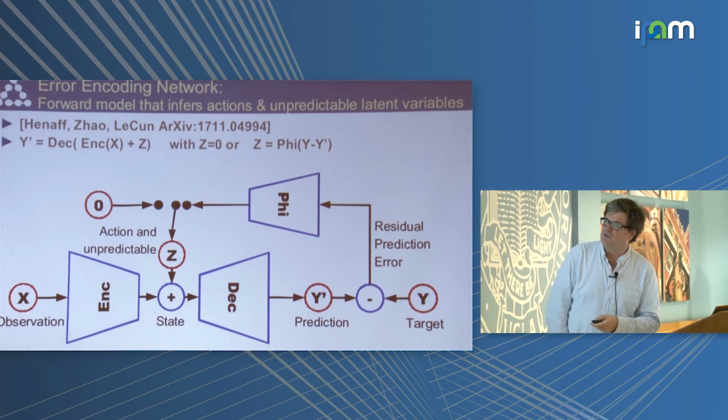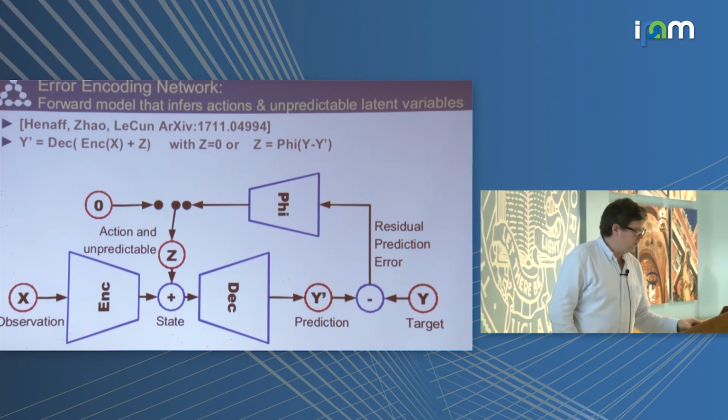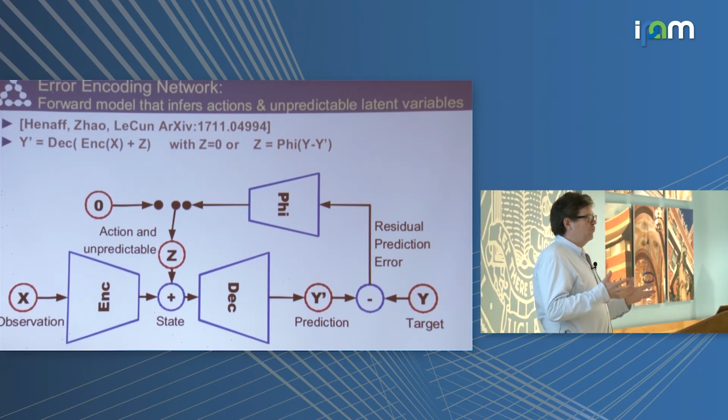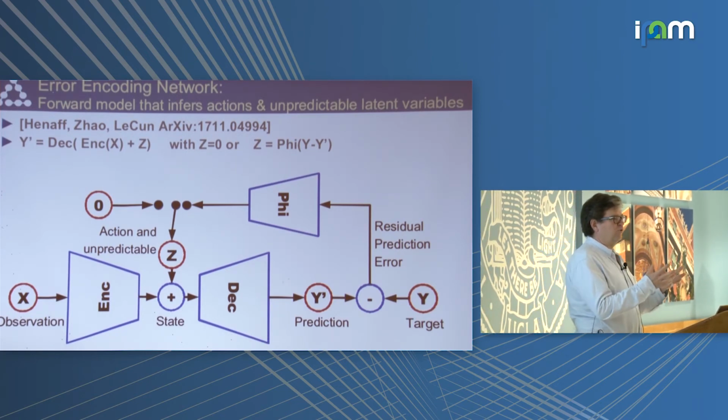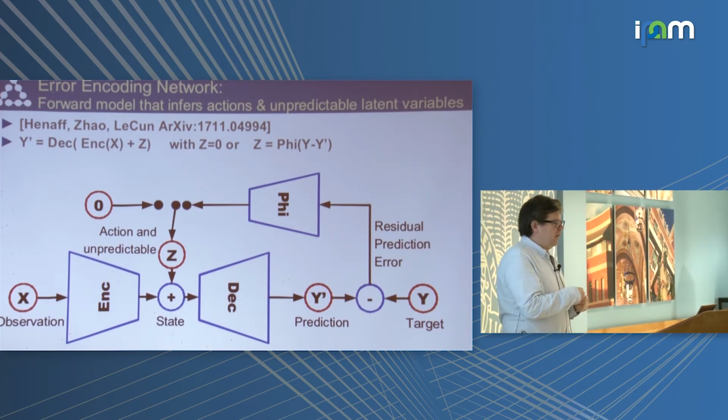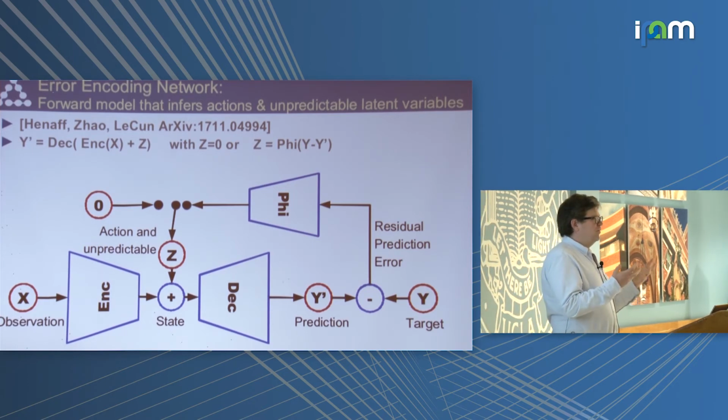So here's the problem we're facing. As I said before, the problem of unsupervised learning is you have a set of variables you observe, and a set of variables you need to predict. Let's say they are the future state of the world or something like that. And there are latent variables that you cannot observe that will determine that future, right?